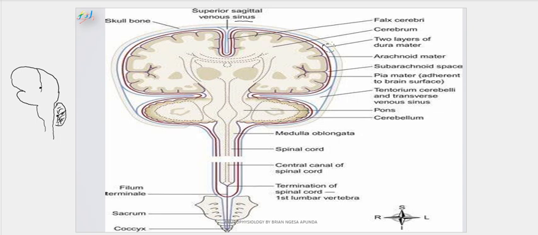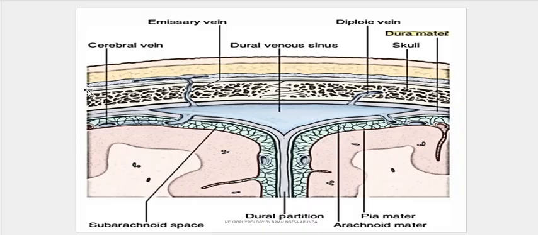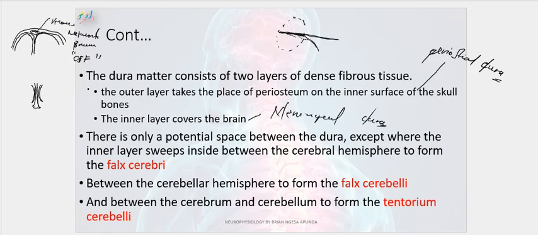So this space, we can also have the meningeal dura sweeping into this particular space, again forming a falx cerebelli, as we've been able to say. So we have the falx cerebelli and the tentorium cerebelli. These are very important in terms of the origin of the venous network of the brain.